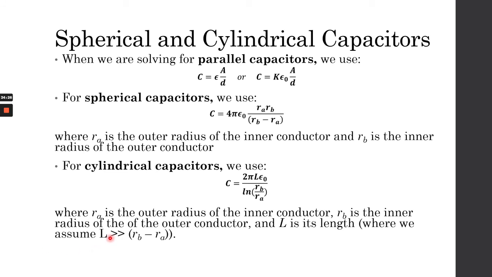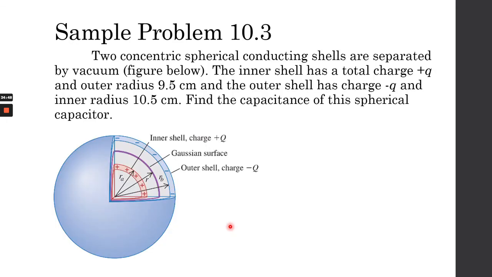And we assume that L will always be longer than the difference between the radius of your outer cylinder and your inner cylinder. You have to make this assumption. You have to make sure that this is true in order for you to solve this. Otherwise, you won't get the correct answer.